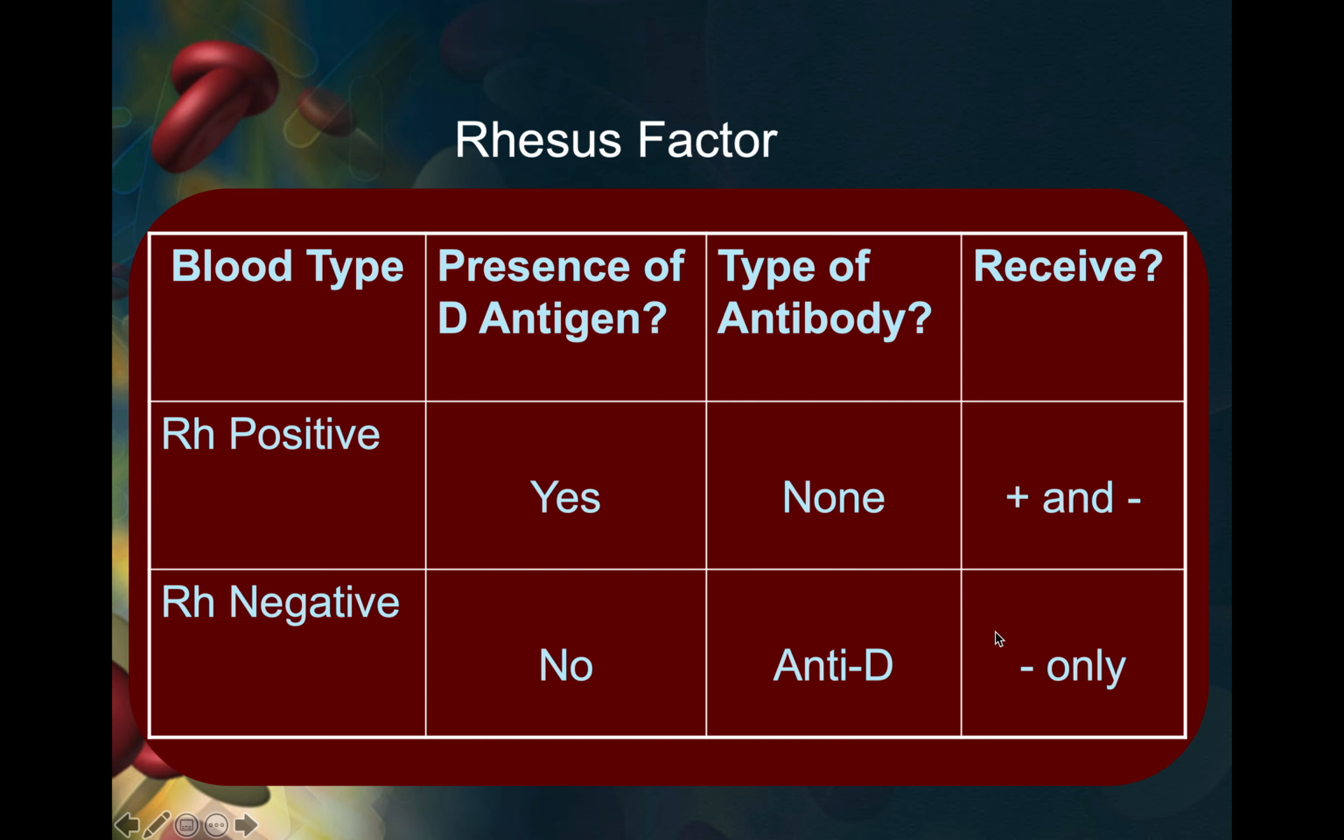Now, actually, what they found is that it's a little different with the sensitivities on this. It's more of an immediate response with the A, B, and O blood typing. The Rh one takes a little bit more of a timed response, and we'll get into that in just a little bit here.